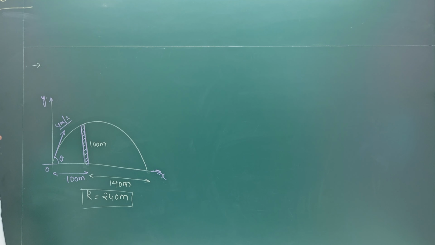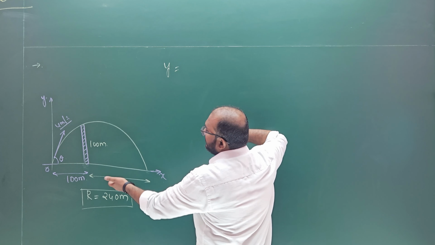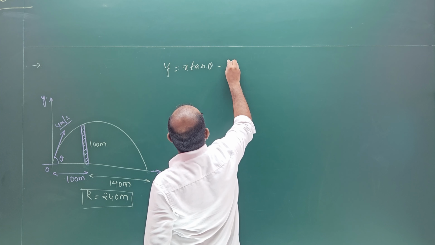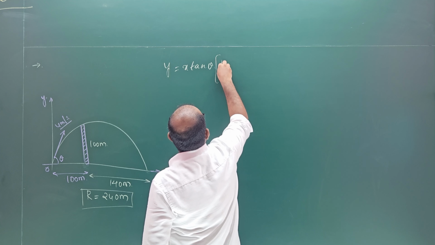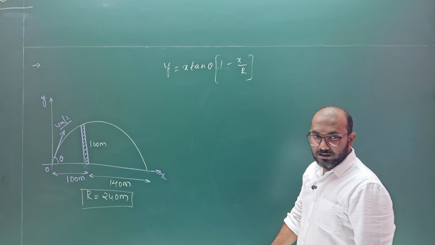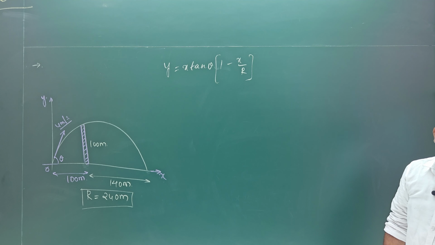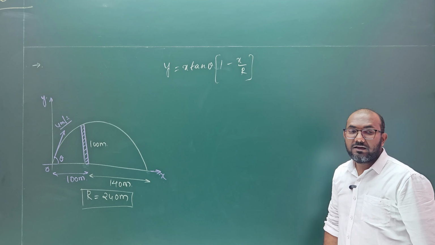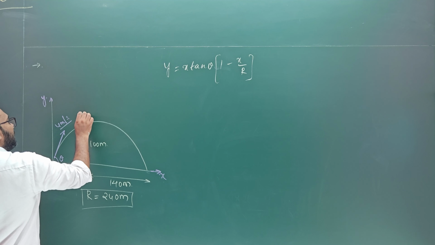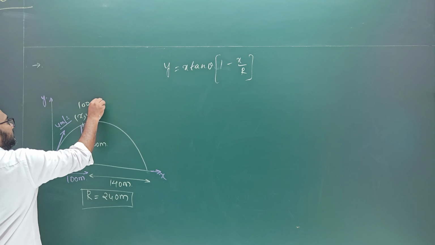All you need to do is equate this with what? The equation of projectile. What is our equation of projectile? That is y is equal to x tan theta into 1 minus x upon R. Can I write like this? Now, what is the point x? Yes, very good. x is 100 and y? y is also 100. This point is given. That is, x comma y is given, and x comma y is nothing but 100 comma 100.